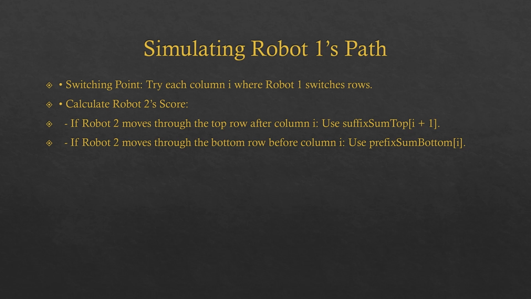Next, we simulate robot 1's path. Robot 1 can switch rows at any column, and we calculate the resulting score for robot 2 based on where it moves. If robot 2 moves along the top row after column i, we use the suffix sum for the top row. If robot 2 moves along the bottom row before column i, we use the prefix sum for the bottom row.